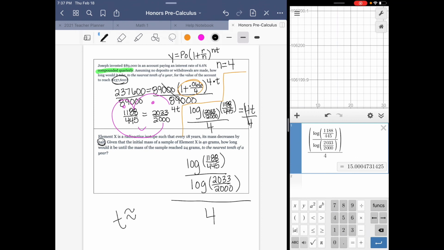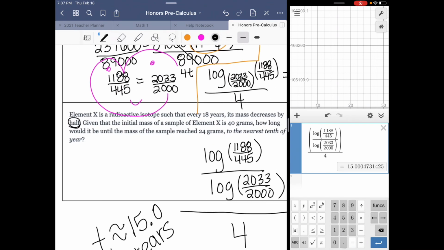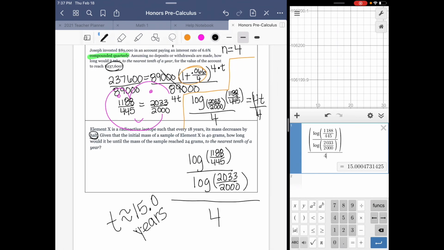So my time that it took to get to that value was 15 tenths of a year, so 15.0 years. Okay. Now, again, this is the same process with the next one. You would set it up. You would do a half-life this time, though.